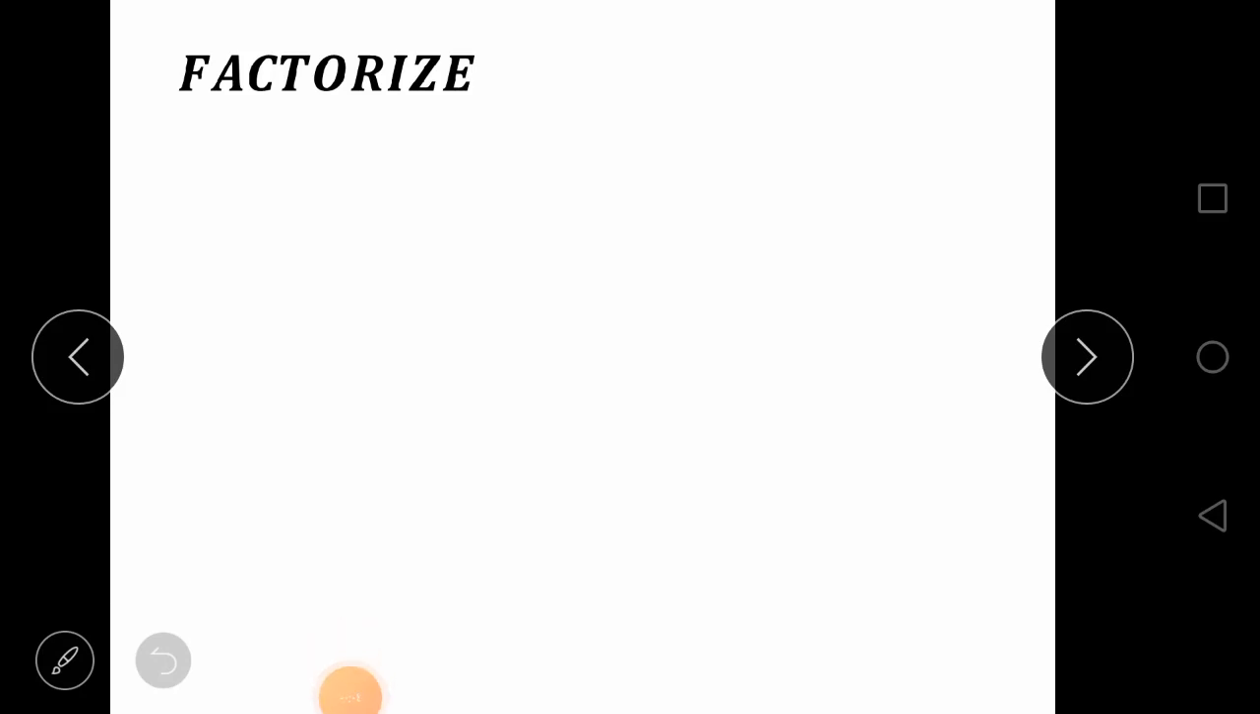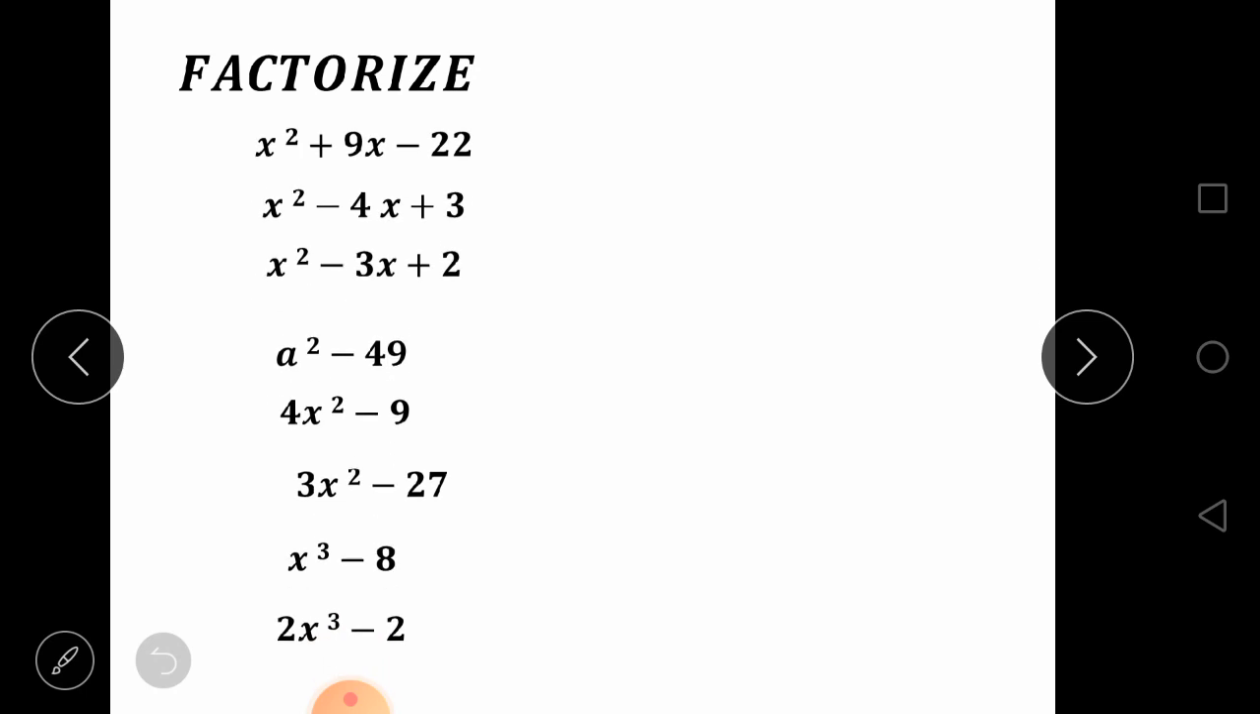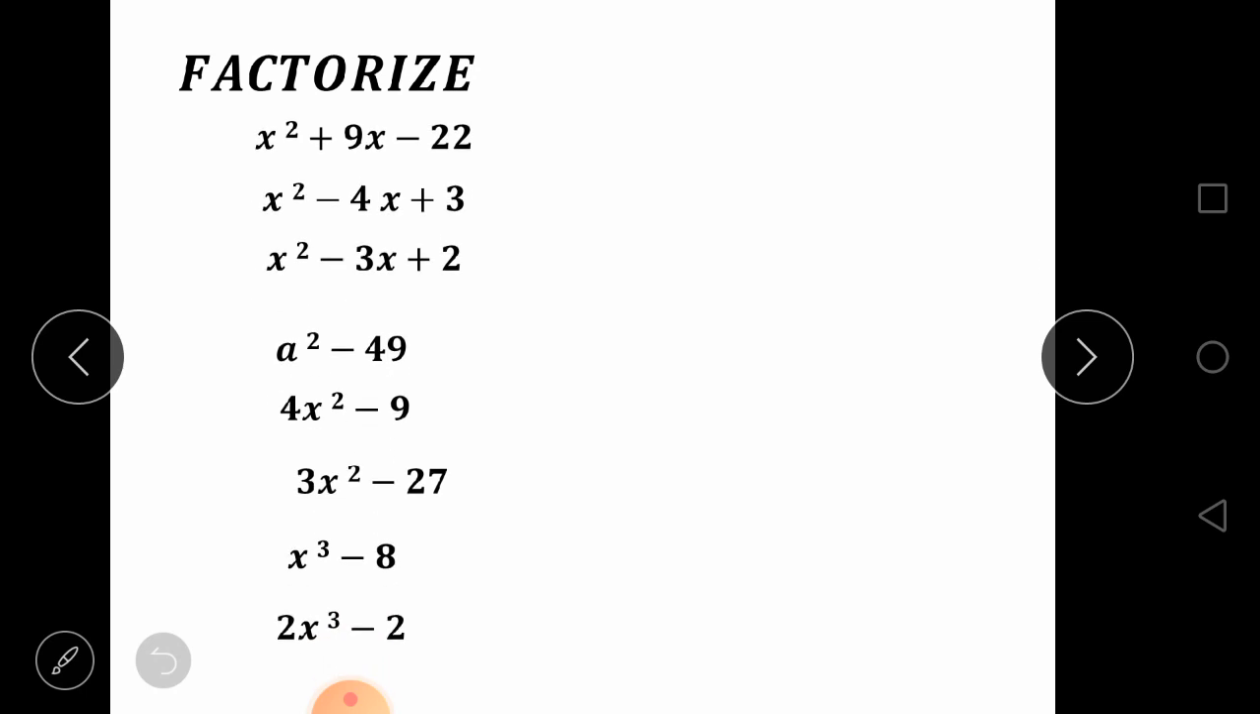We have mathematics here, factorization. And let's start with some examples here. These are the ones which we are going to solve. Okay, let's start with the first one, which is: factorize x squared plus 9x minus 22.